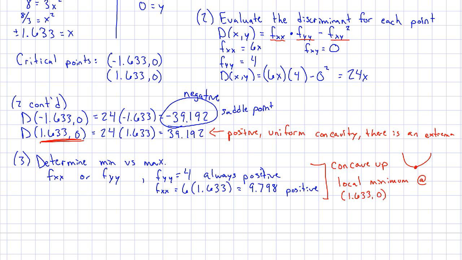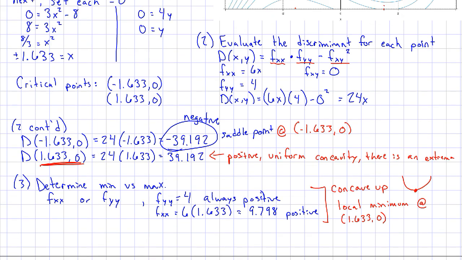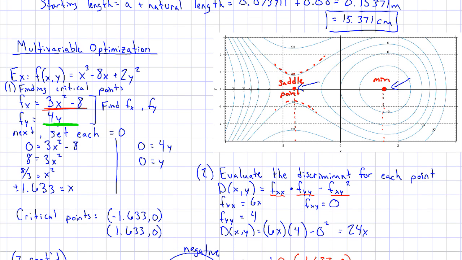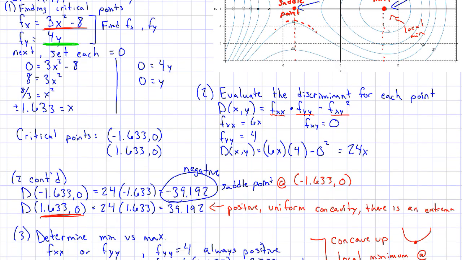1.633, 0. And then you have a saddle point at negative 1.633, 0. So those are our two locations of interest. If I scroll back up, I can see that that's what I had, right? I said it was about 1.5, but yeah, it's close. My exact value is 1.633. This is my local min. And then my saddle point over here at negative 1.633. So that's how we handle multivariable optimization.